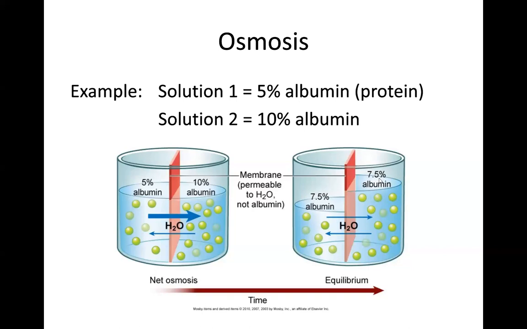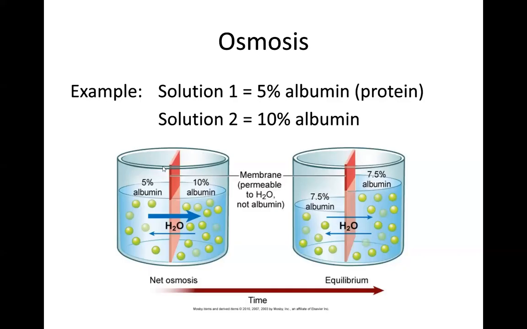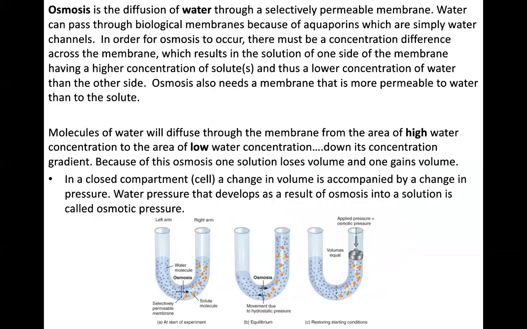So we can say that we go from high water to low water concentration, but if you reverse it, you could also say osmosis goes from low solutes to high solutes. Low other stuff to high other stuff. If you think of it that way, you can write it that way, but this is another way probably to confuse yourself.